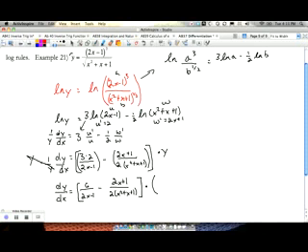I'll give you a hint. Y is this big old function that we originally started with. It's going to be times 2x minus 1 to the third power over the square root of x squared plus x plus 1. And we're done. We have the derivative.